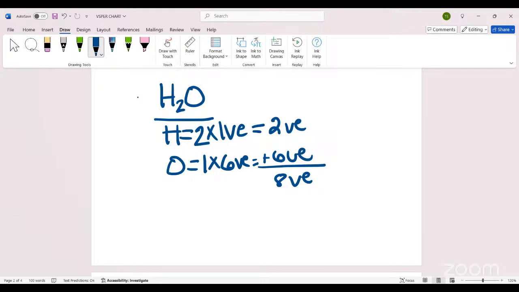8 valence electrons. Austin, I feel you. You are absolutely right. Chemistry, we do have a love-hate relationship with it. Yes, I totally agree.